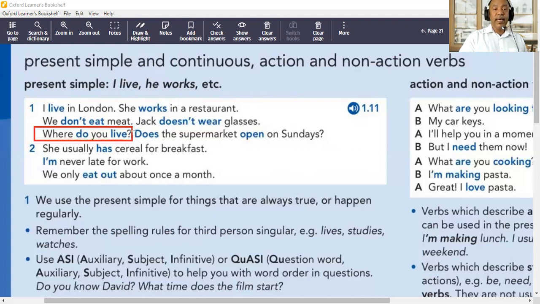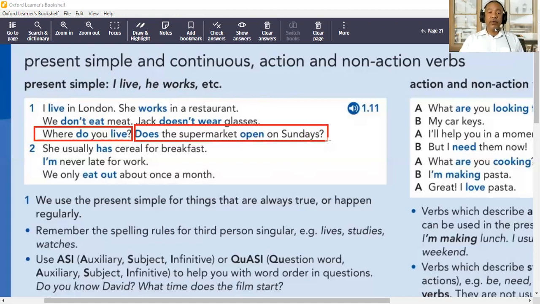And then we have the question. Well, again, we need to remember that to make the negative or the question forms, we need to use the auxiliary, do or does. In the negative, we use don't, doesn't. In the question form, we use do for the first moment, I, you, we, they, and the plural. Right? So where do you live? For the second moment, we use only does. Does the supermarket open on Sunday?